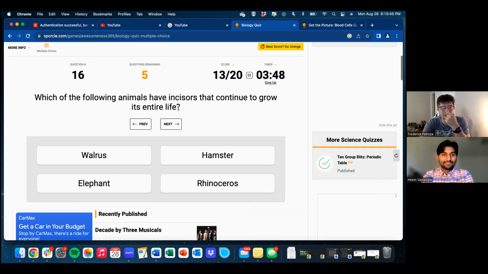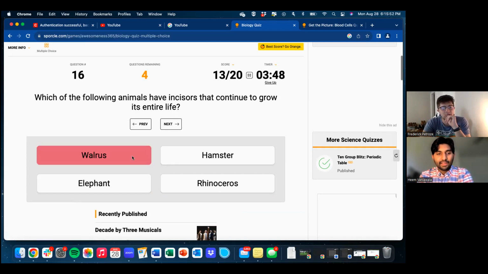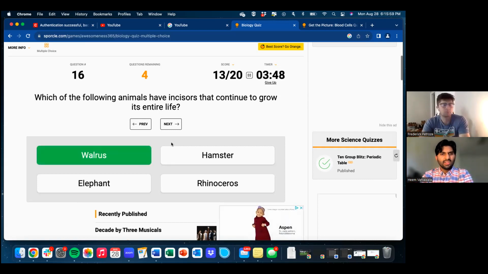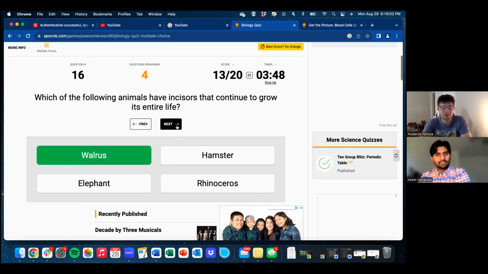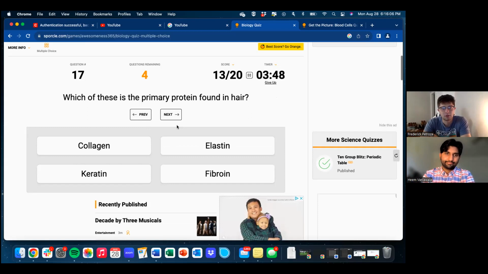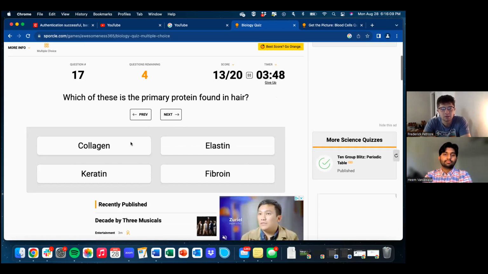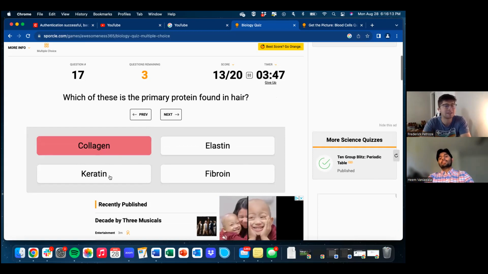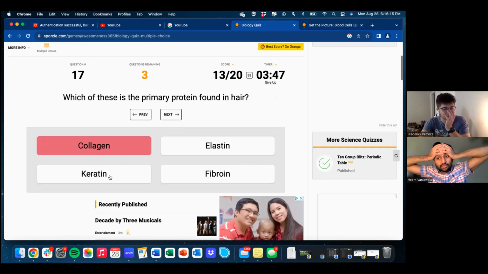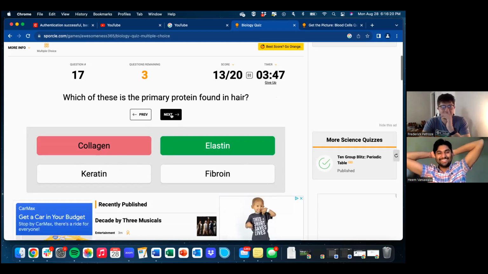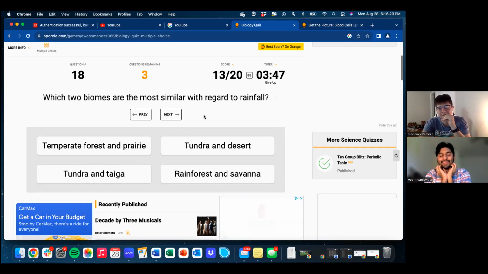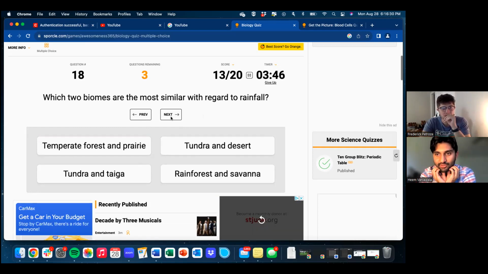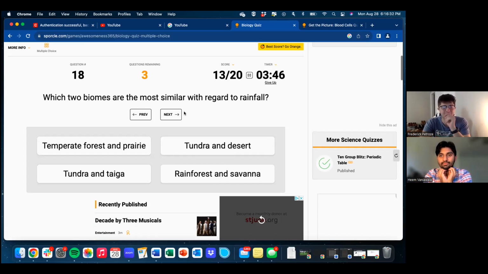Okay, which of the following animals have incisors that continue to grow their entire life? Walrus. It's a walrus. Yeah, they get long. No! Don't tell me it's elephant. What? Wait, what? I'm so confused. Did we get it right? Collagen? Maybe we did. No, it's keratin. It's elastin. Wait, I thought keratin was right. Wait, where's collagen? Collagen's your skin, or your bone? Heem, that was bad.